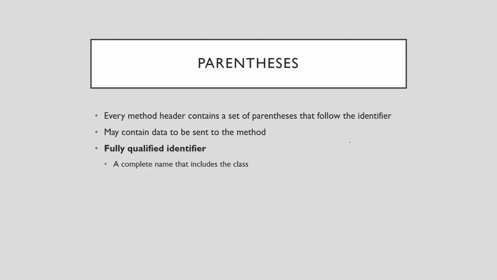Now, every method header contains a set of parentheses. So it's the rule that the method definition and method call must contain a set of parentheses, and may contain data to be sent to the method, meaning it may have parameters. But you can also have a method without parameters if no data will be sent to the method.